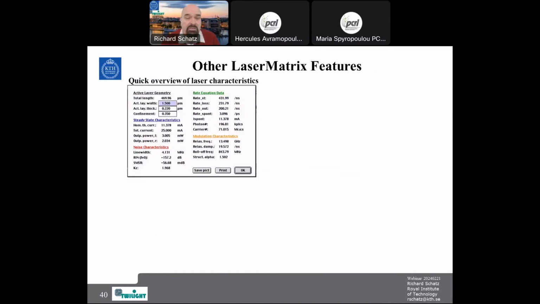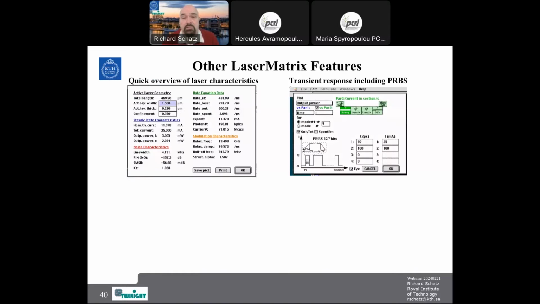Another feature is that you can quickly get information about the laser at the current bias point: what is the threshold current density, threshold current and output power, and the noise and the rate equation parameters at the present bias point. You can do transient response. You can have different kinds of current pulses in. You can have PRBS, either on-off keying or 4-PAM signals into your laser, large signal.